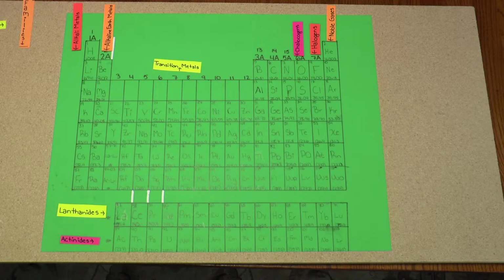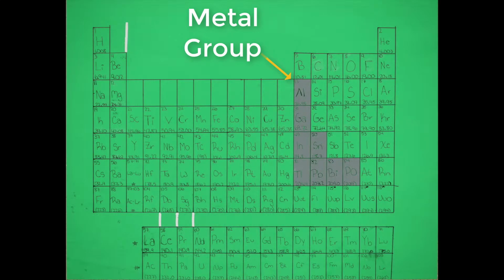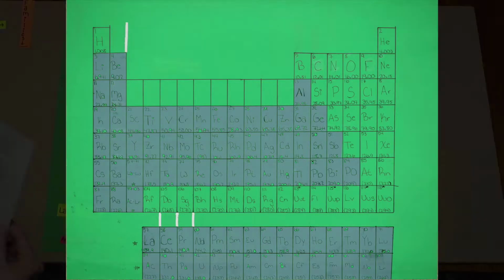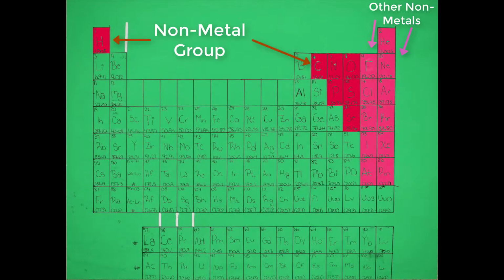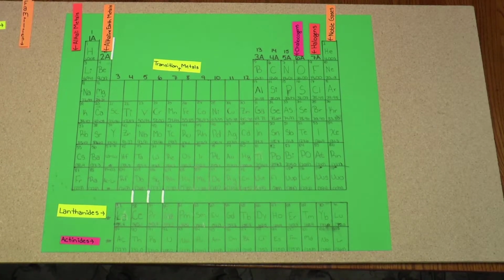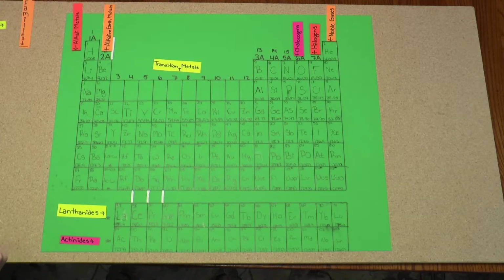Now, different groups have different properties. The main two properties are metals and nonmetals. The properties of metals include being malleable, ductile, good conductors, high densities, high melting and boiling points, and shiny. The properties of nonmetals include being brittle, poor conductors, low densities, low melting and boiling points, and dull.